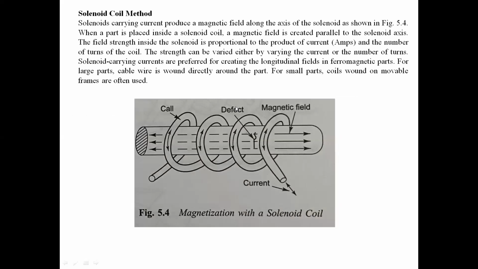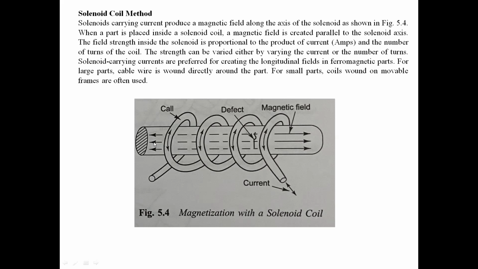And the next method is the solenoid coil method. This is also one of the methods used for magnetization of materials. What is a solenoid? A solenoid is a wire. If you wind the wire around a particular element, then it is called a solenoid. Suppose you want to magnetize a rod type material with circular cross section. Then we wind the wire around the component.